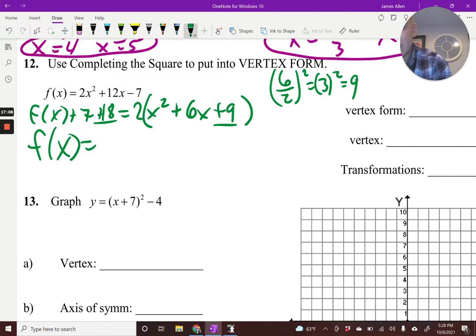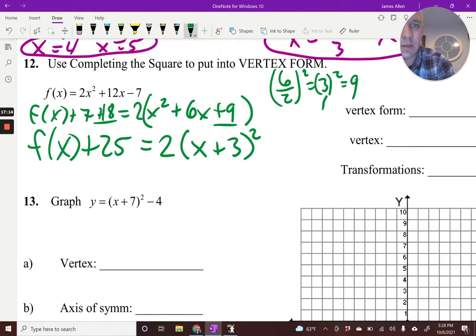So I have f of x plus 25 equals 2. And then when I factor this, it's x plus 3 squared. It's always going to be that little guy right there. So if you're dealing with a fraction situation, you're like, dude, how do I factor that? Well, that number that you squared is what goes in the perfect square binomial. Okay? Lovely, fantastic, wonderful. Vertex form.